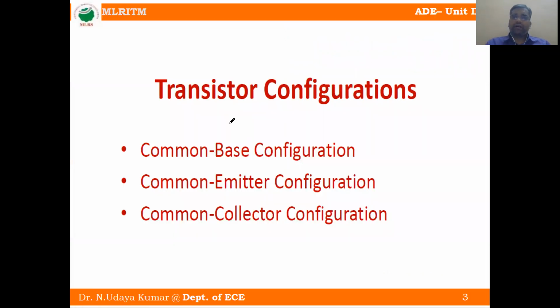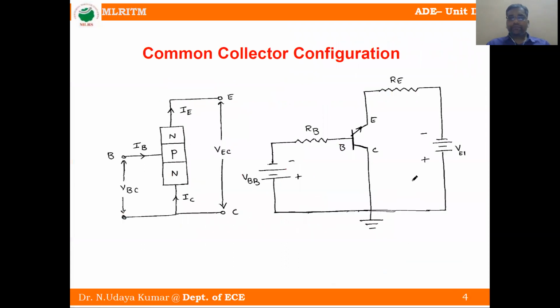That one is the common collector configuration. We also call it the grounded collector configuration. Common collector configuration or grounded collector configuration. So this is the NPN transistor. The collector is common to ground. This is represented in the transistor symbol.